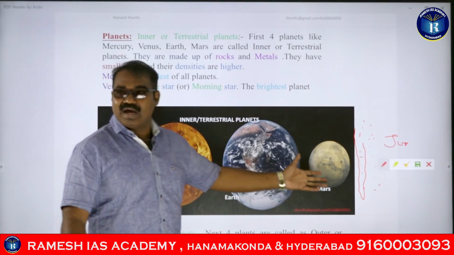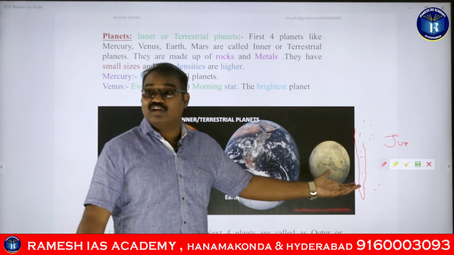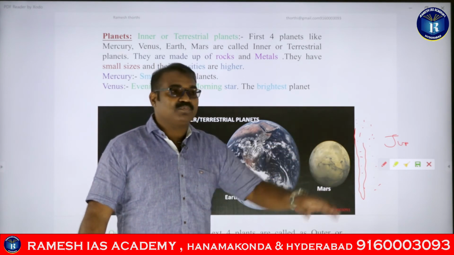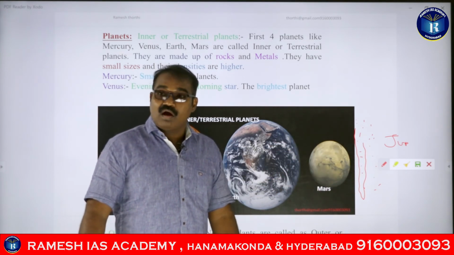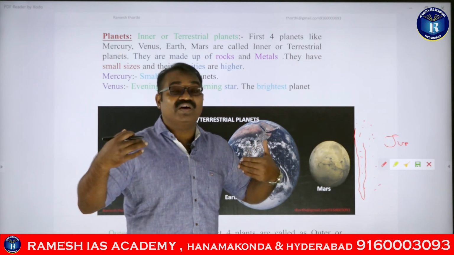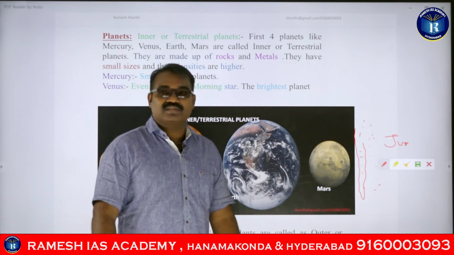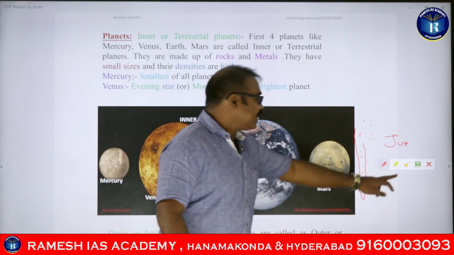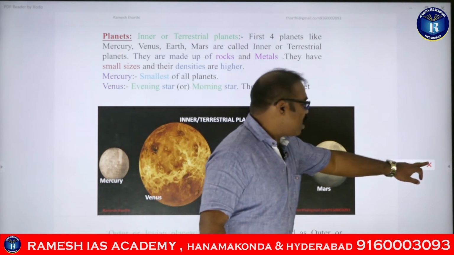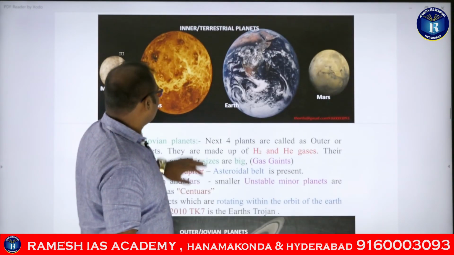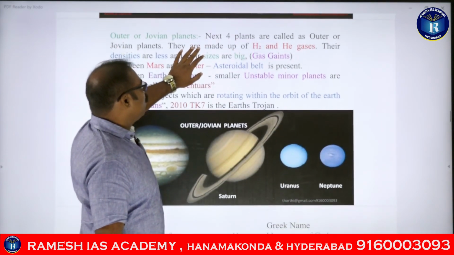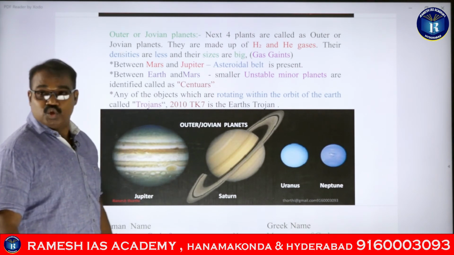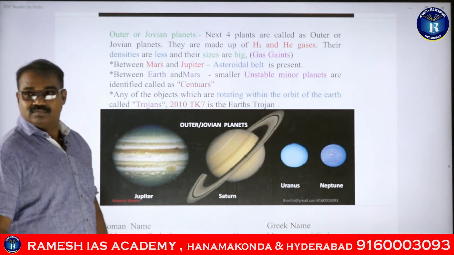Okay. Next comes Mars, right? We are now having several missions towards Mars to identify the atmosphere of Mars, or its feasibility for the survival of life, guys. So this is related to the inner or the terrestrial planets. Okay. Next comes the outer planets, or they are also called the Jovian planets, guys. So the outer planets are also called the Jovian planets, right.